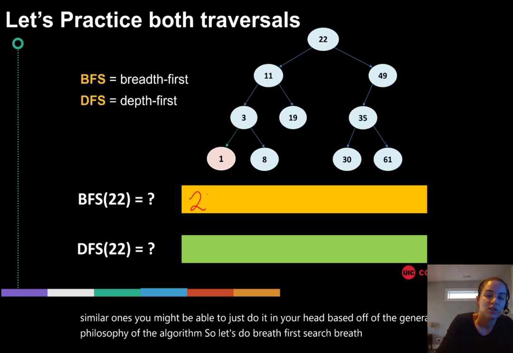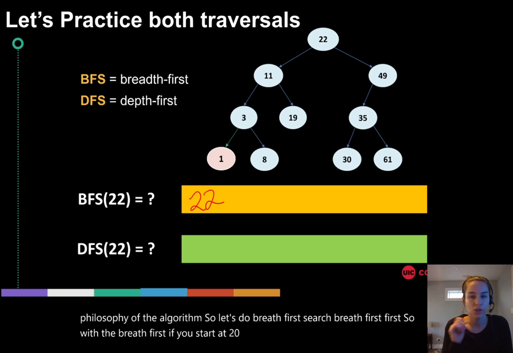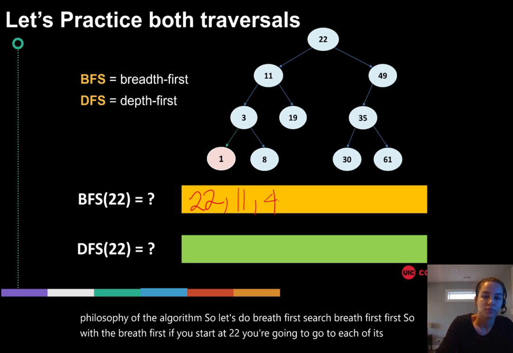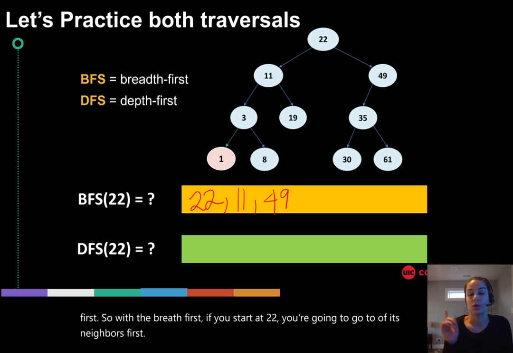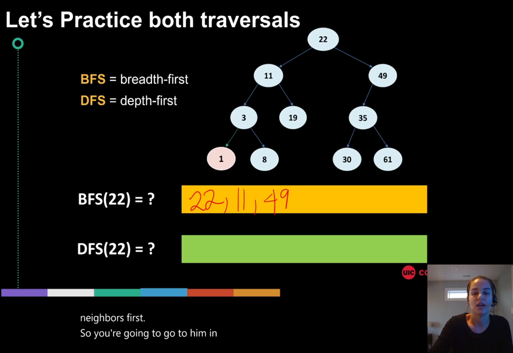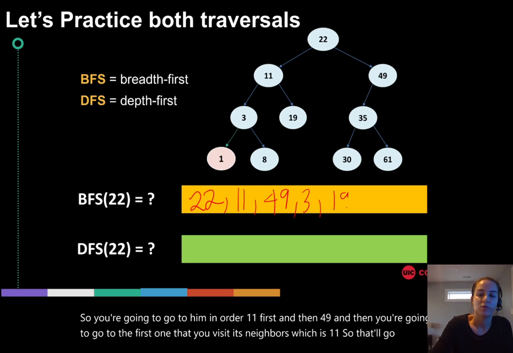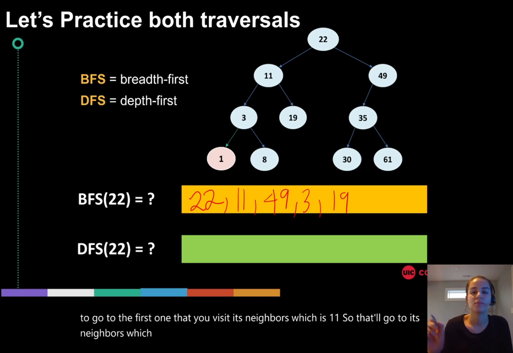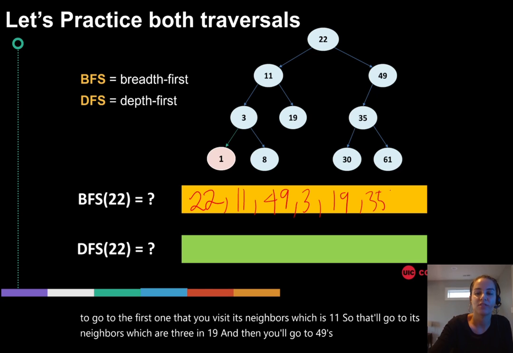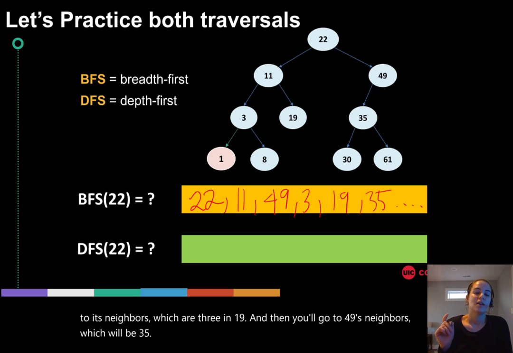So with the breadth first, if you start at 22, you're going to go to each of its neighbors first. So you're going to go to them in order, 11 first and then 49. And then you're going to go to the first one that you visited its neighbors, which is 11. So that'll go to its neighbors, which are 3 and 19. And then you'll go to 49's neighbors, which will be 35, etc.